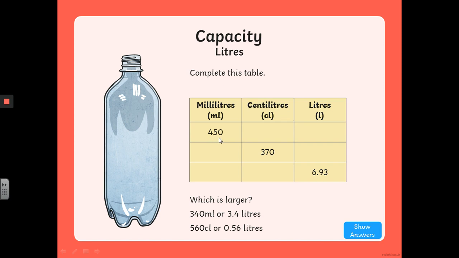So if it is 450 from milliliters, what will you have to go to centiliters? And from centiliters, what you have to go to liters? If you are going this way, what you have to do, and if you're going this way, what you have to do, where you have to times it and where you have to divide it. Try and remember. I will give you 1 minute. My timer will start now.